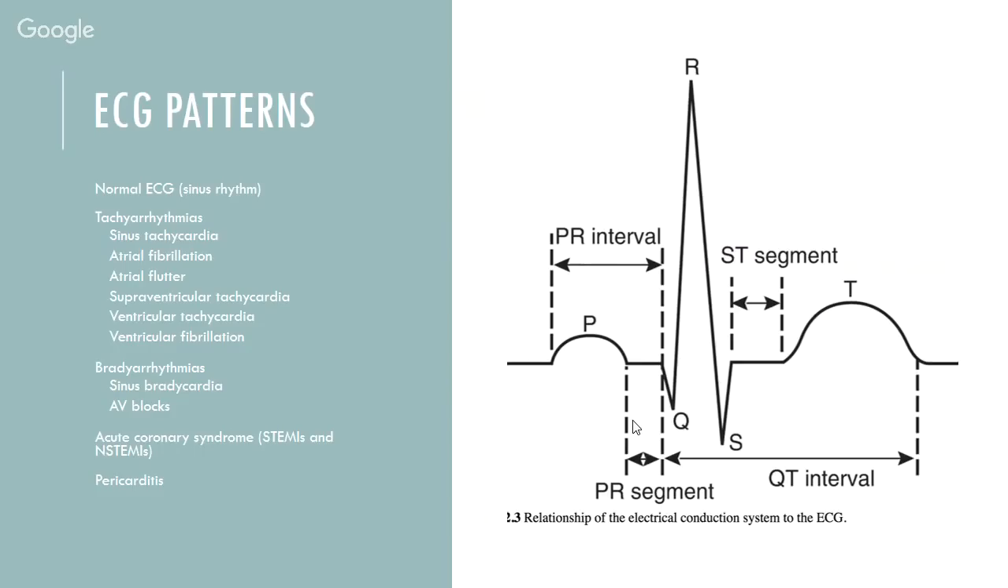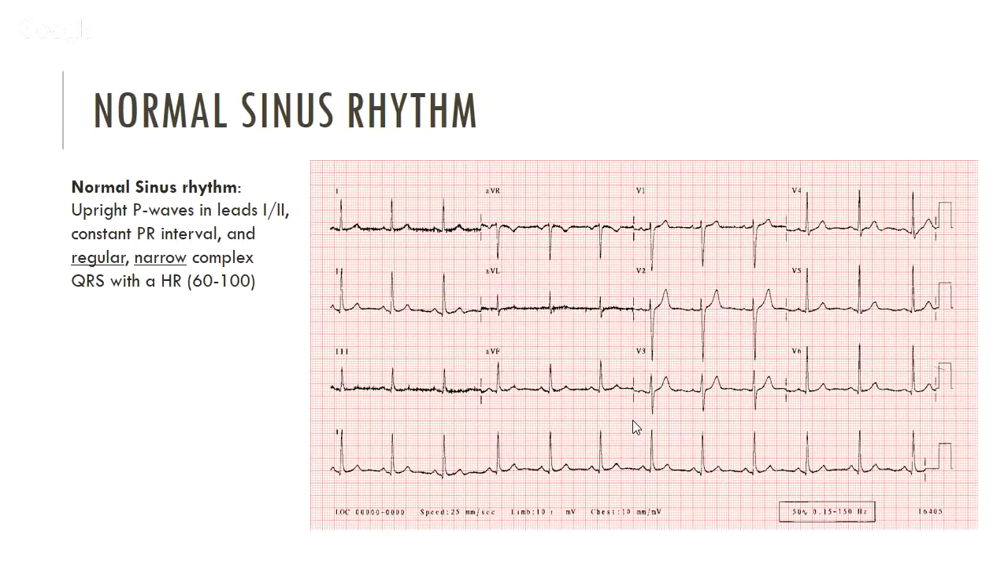There's something to add. So, the ECG patterns. We all should know what normal sinus rhythm is: upright P waves, constant PR, regular narrow complex, heart rate is 60 to 100.